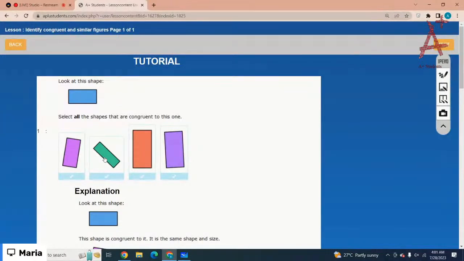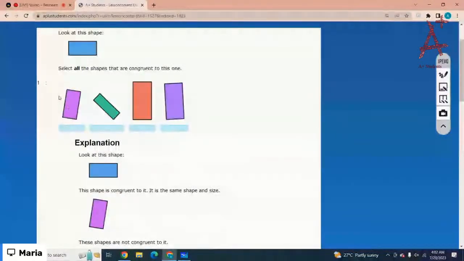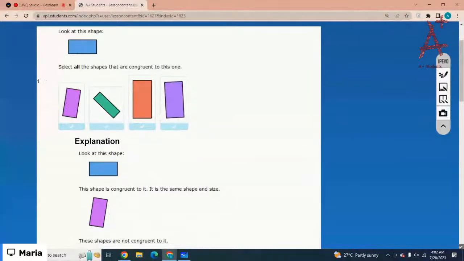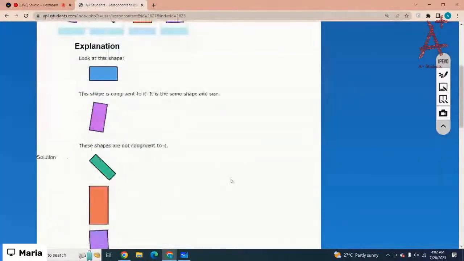So, congruent means the other shape has the same shape and size, right? So the only one that looks the same is this one. The rest of the three are not congruent to the given one because they have different shape and size. Got it? So only one shape is congruent. That means congruent means the same shape and size.